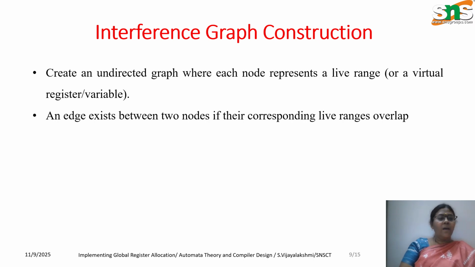The next step is interference graph construction. Each node represents a variable, and an edge between two nodes means the variables are live at the same time and cannot share the same register. An edge exists between two nodes if their corresponding live ranges overlap.